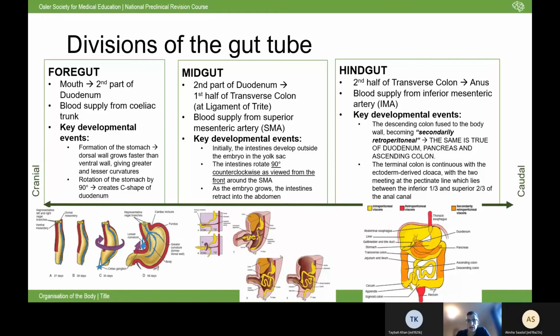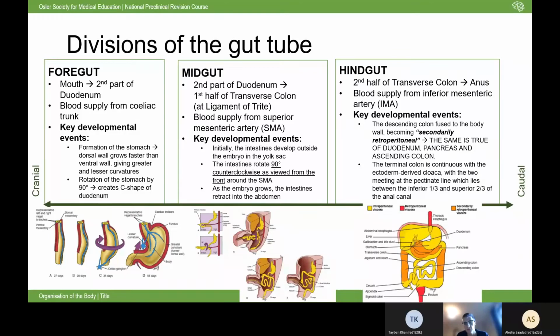And I wanted to draw your attention here to those organs that become secondarily retroperitoneal. So that means that the dorsal mesentery that suspends them out into the abdominal cavity retracts, and they fuse into the posterior parietum and appear behind the back wall of the abdominal cavity. What structures are we talking about? We're talking about the ascending and the descending colon. We are also talking about the duodenum, which is obviously foregut, and the pancreas, which is in the foregut area as well.